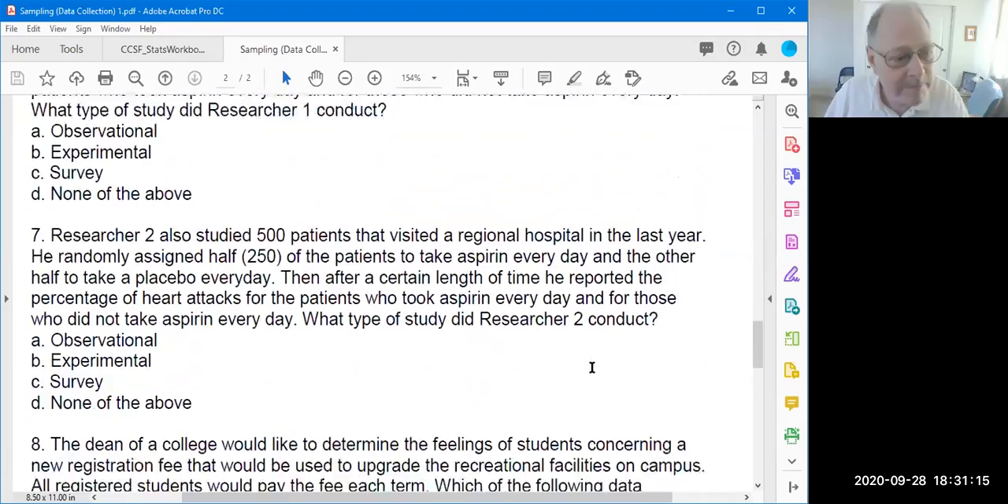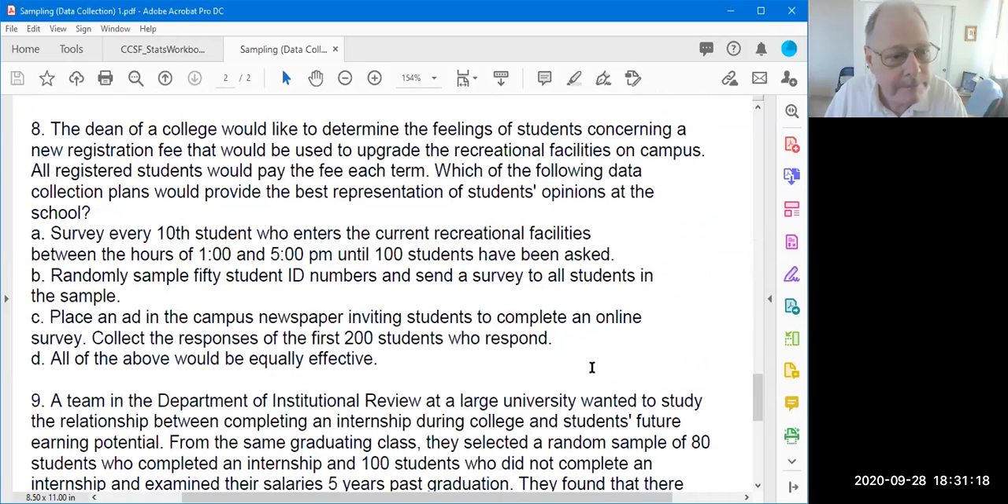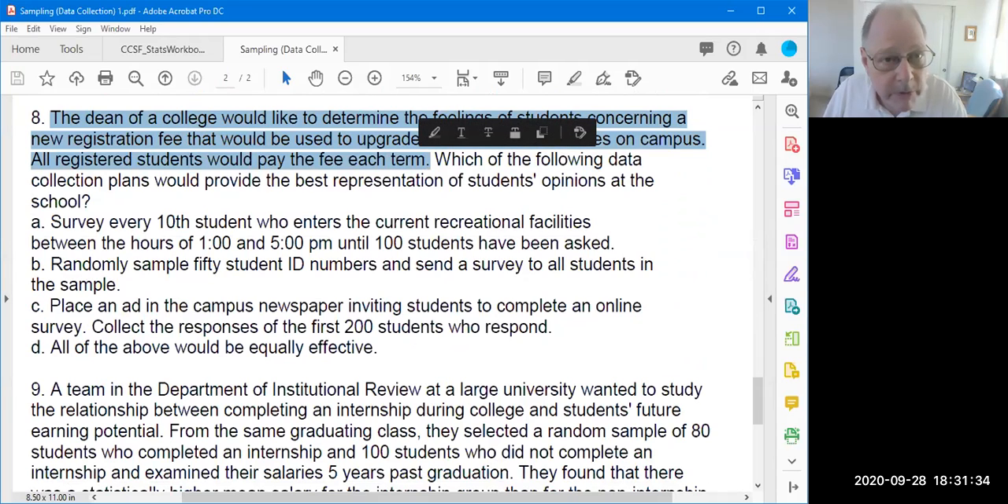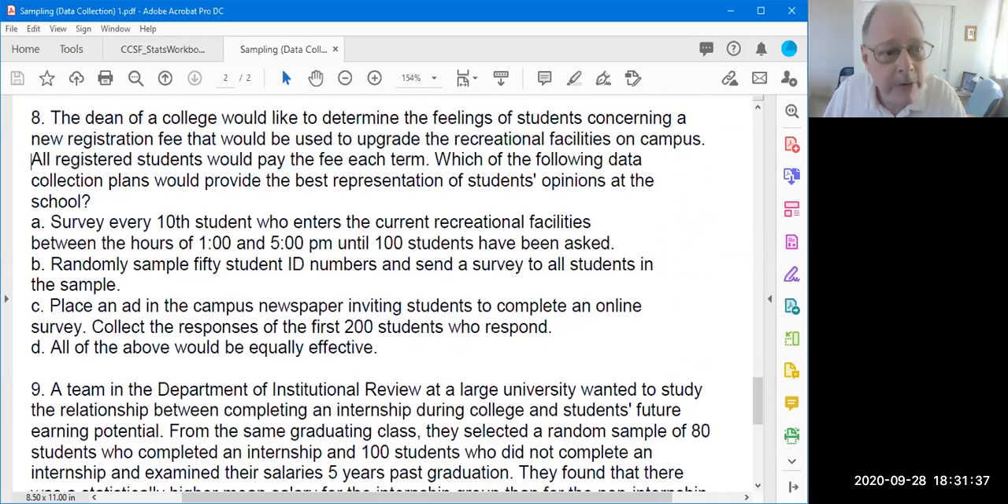And then here's question 8. So the dean of a college would like to determine the feelings of students concerning a new registration fee that would be used to upgrade the recreational facilities. All students would pay it. That's an important sentence. All the students would pay it. Which of the data collection plans would provide the best representation of the students' opinions at the school, and which students? I mean, it's got to be all students because they're all going to pay the fee.